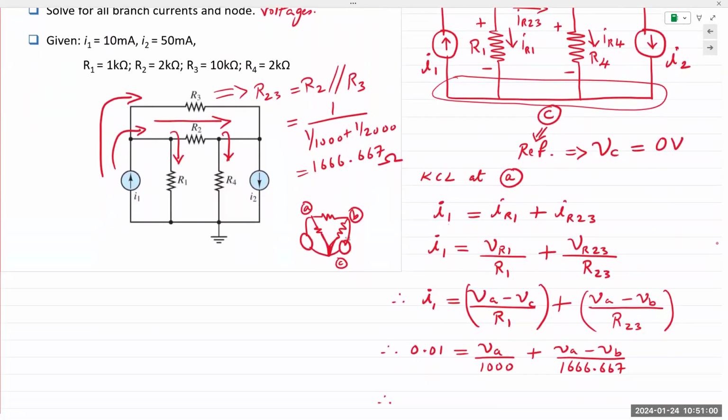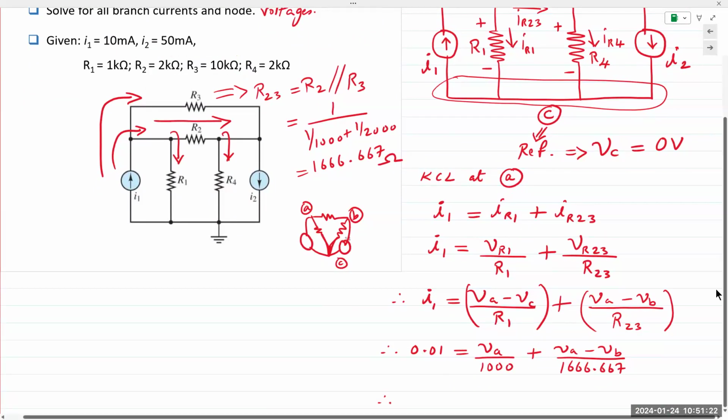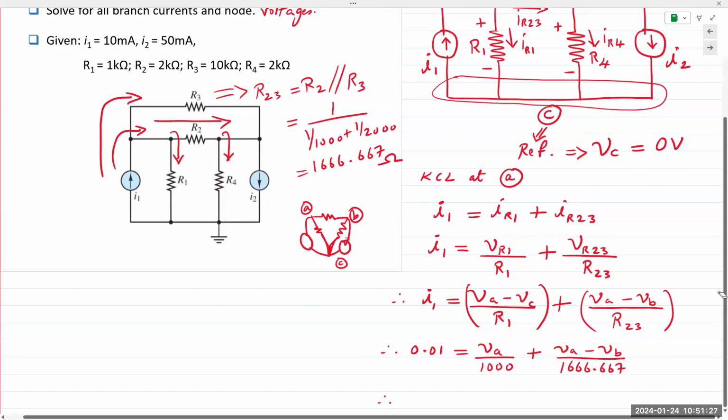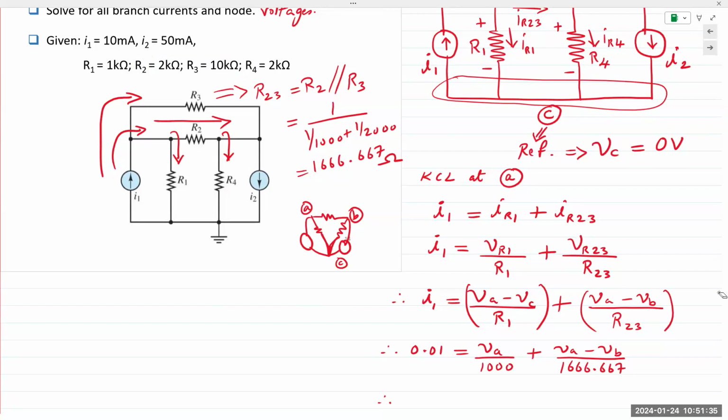Oh, you're right. That's an elementary error. Someone should have caught that. R1 is 1000, R2 is 2000. So R23 cannot, wait, no. So it's 2 and 10, not 1 and 2. Yeah, 2 and 10. So R2 and R3 in parallel. Okay. You confused me for a second there, for 5 seconds.